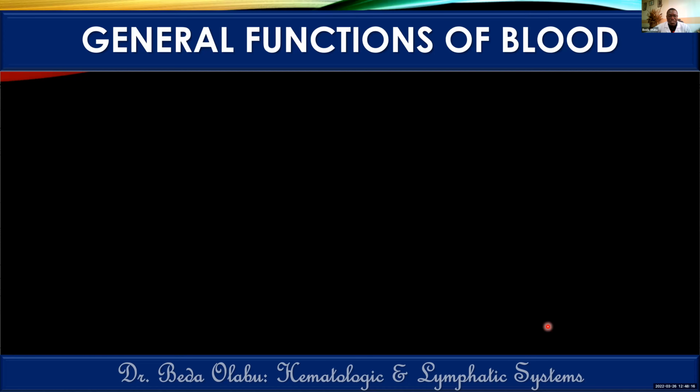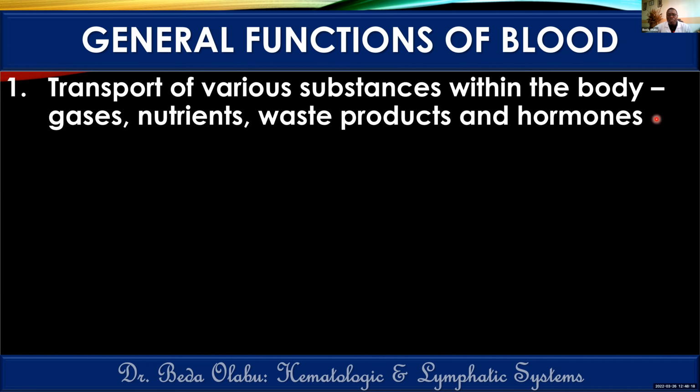What are the general functions of blood? Blood is important for transport of substances within the body. So remember that it helps to transport oxygen from the lung to the tissues, helps to transport carbon dioxide from the tissues to the lungs, helps to transport nutrients from the GIT to most parts of the body, or from the liver to many parts of the body. It helps to transport waste products from wherever they come from, either to the liver or to the skin or to the kidneys.